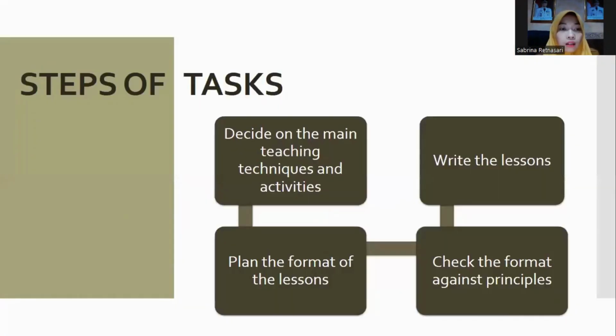The next slide is about steps of task. There are 4 steps in this task. The first is to decide on the main teaching techniques and activity. The teacher decides the main teaching techniques for their activities. So there are some active teaching techniques.